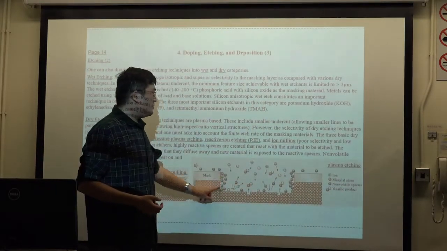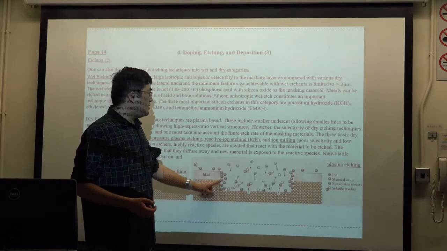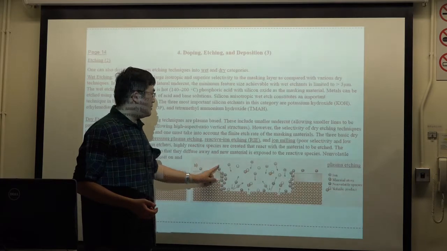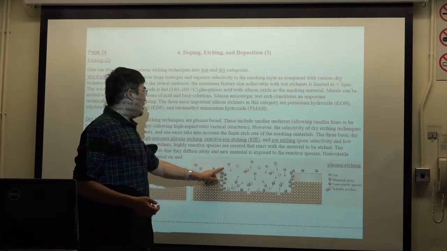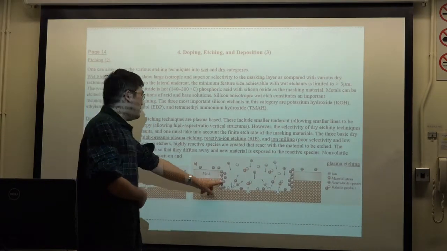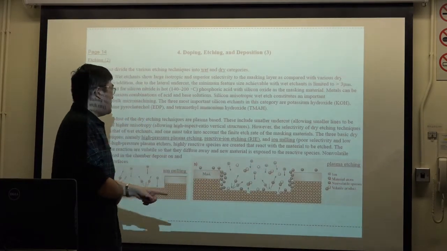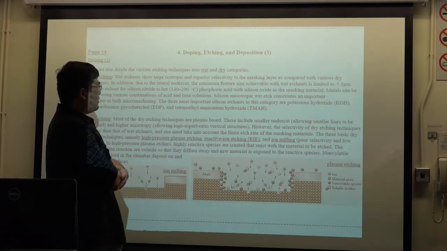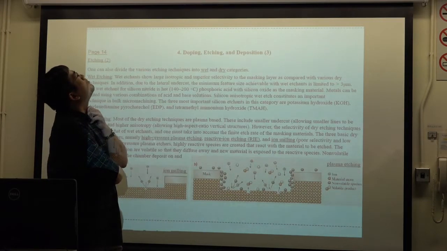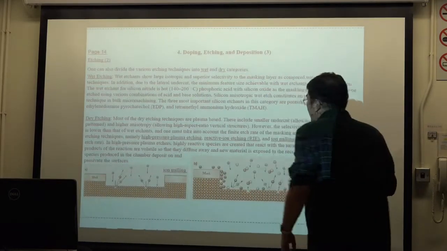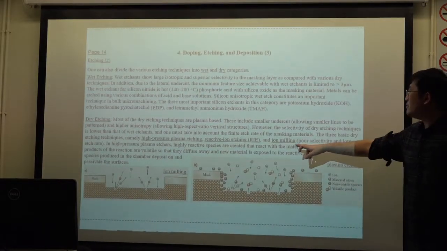But around here, it has non-volatile species. They will stay on the surface. The surface becomes like this, and they call it surface passivation. You can see this picture. I mean, they call it surface passivation.